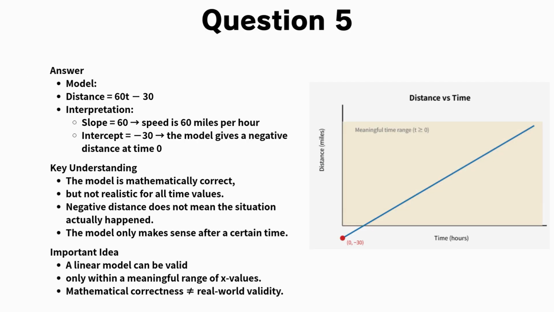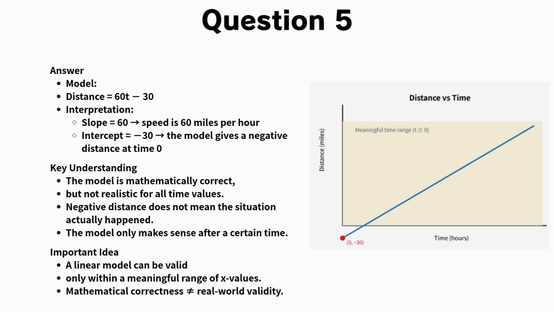Now let's begin the explanation for question 5. The equation shown by the graph is distance equals 60t minus 30. The slope of 60 means the object is moving at a constant speed of 60 miles per hour. That part of the model is clear and reasonable. The intercept, however, is negative 30. This means that at time 0, the model predicts a distance of minus 30 miles. In the real world, distance is rarely negative. So this value should immediately make you pause.